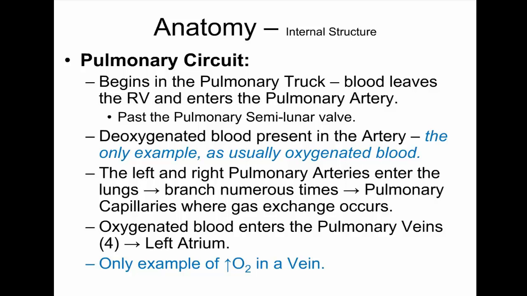The pulmonary capillaries, down at the capillary beds around the alveoli, is where gas exchange occurs. Carbon dioxide and oxygen are exchanged, and the blood comes back to the heart via the pulmonary veins, the 4 pulmonary veins, and enters the left atrium. Now it is full of oxygen, and again, these are the only examples of veins that are carrying oxygen-rich blood.